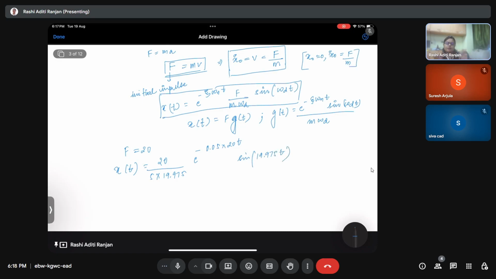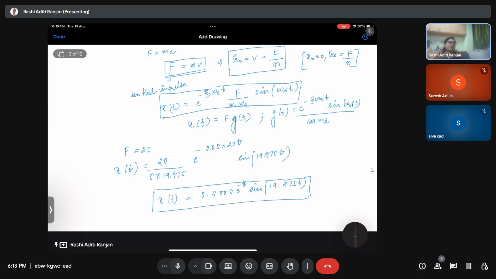So if we put out all the values, the final form is written as 0.2005 e to the power minus t sine of 19.975 t. This is the final solution, considering the initial condition and every single thing about the system. I have already done the calculation, I have written it, so you can verify all the numerical values and the calculations. So this is going to be the final value.